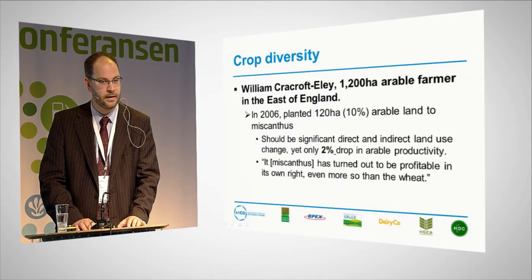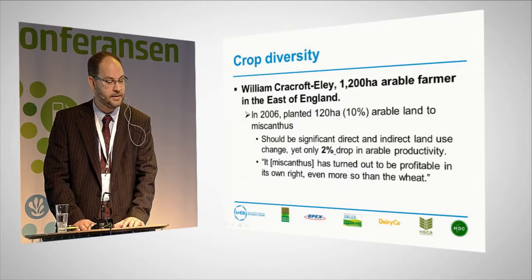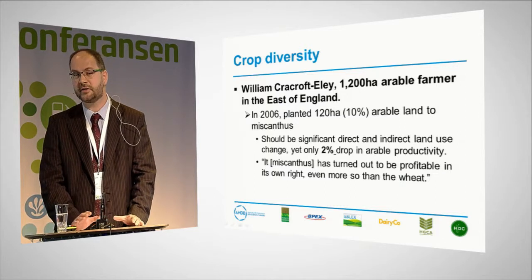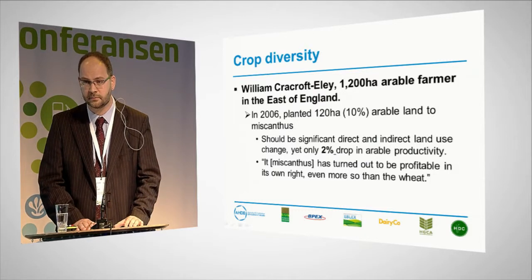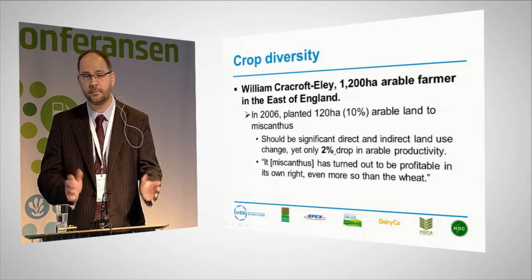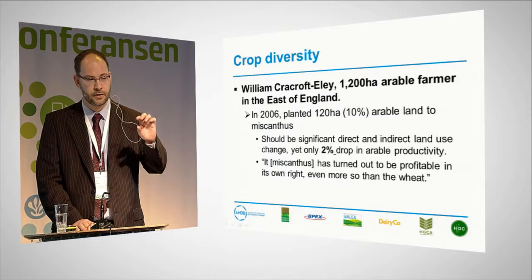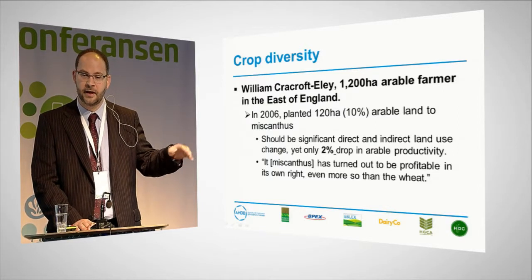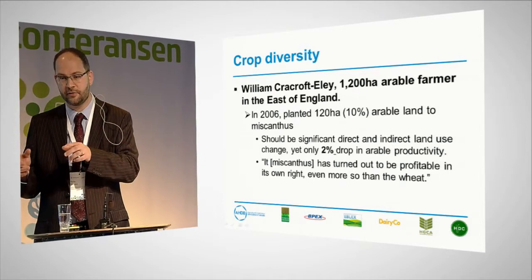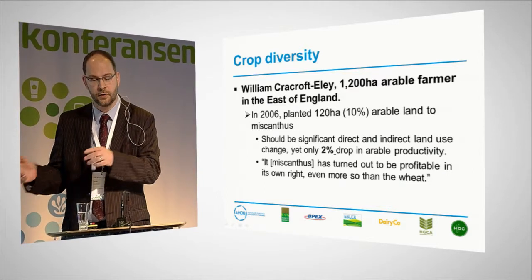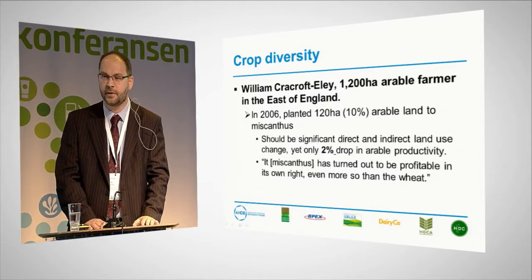Another example, and I use William Craycroft Ely. He's not particularly special. He just happens to be a farmer in the east of England. Some years ago, he took out 10% of his arable area and put it down to an energy crop, miscanthus. From his point of view, it was a bit of an experiment, to see what happened. And what happened was, because he took out the corners, the difficult to reach, awkward bits of his land, he actually ended up increasing his productivity on the other 90%. So whilst he took out 10% of his land, his arable productivity over the whole farm only dropped by 2%.